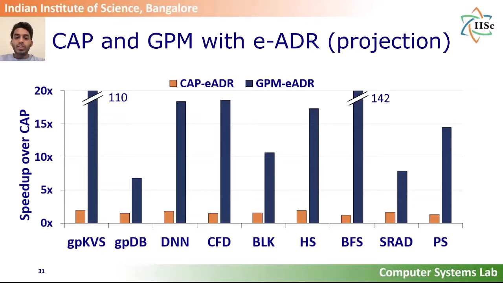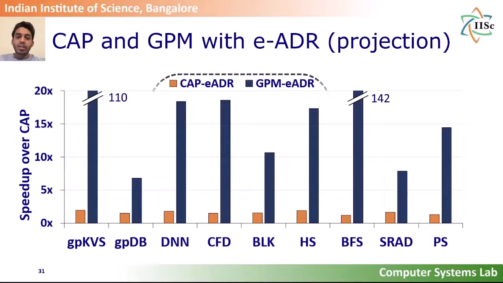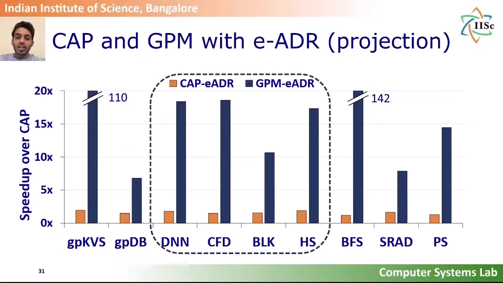We now show the benefits of e-ADR for both CAP and GPM. CAP systems see limited benefits with e-ADR. This is because although e-ADR eliminates the need for flushing data from the CPU, most of the time in CAP is spent in transferring data from the GPU to the CPU and not in persisting the data. For GPM, the applications which frequently persist their data, for example those due to logging, benefit the most since fences complete as soon as data reaches the LLC. In contrast, checkpointing requires a single persist after writing the entire checkpoint, and thus it is mostly agnostic to e-ADR.